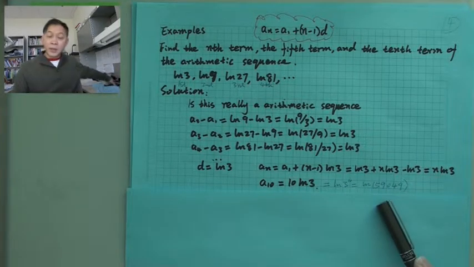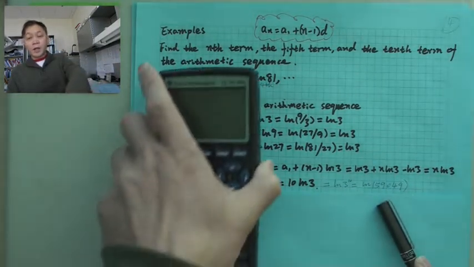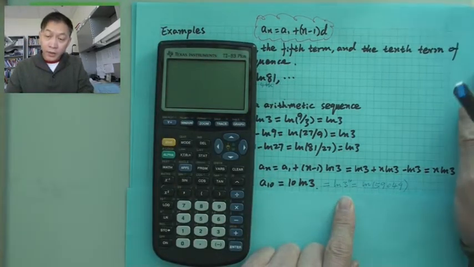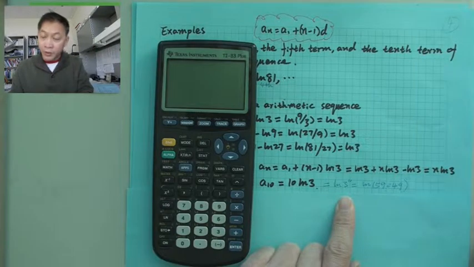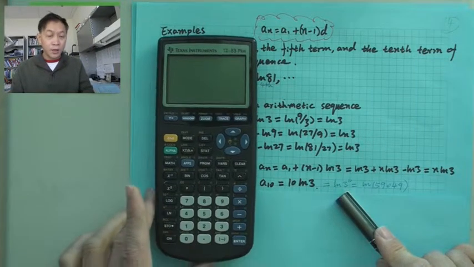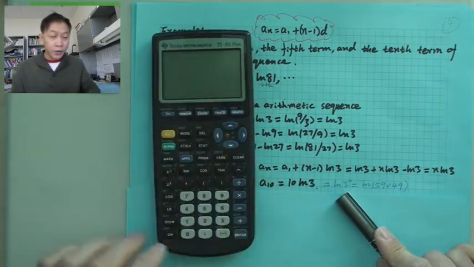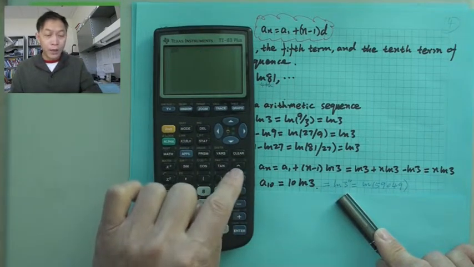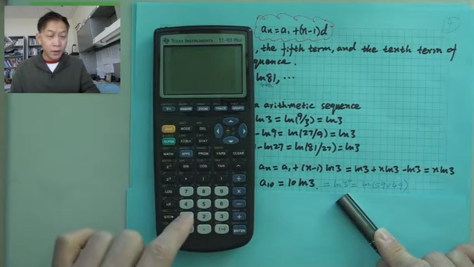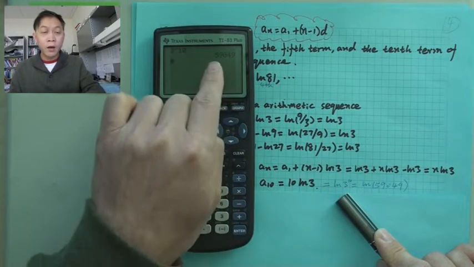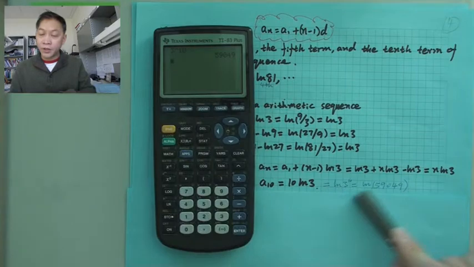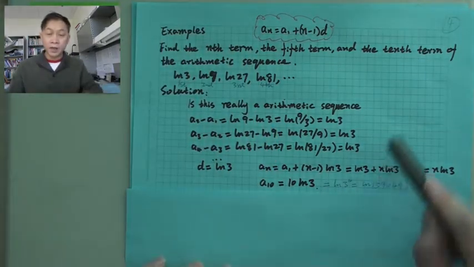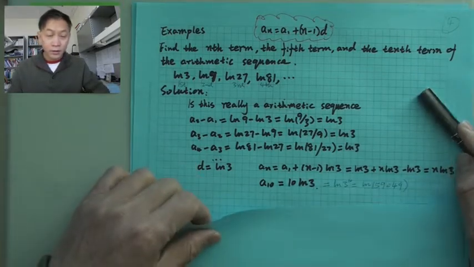How to calculate that? 3 to the 10th is not 3 times 10. It's not 30. It's actually 3 times 3 times 3, 10 times. In the calculator, you do it this way: 3, then the power key, 10. So 59,049.